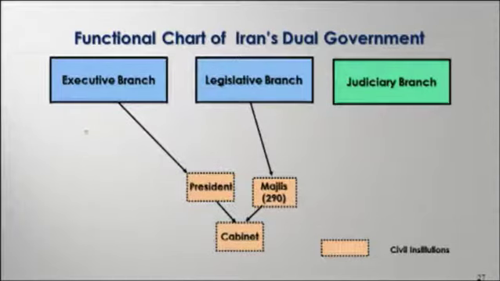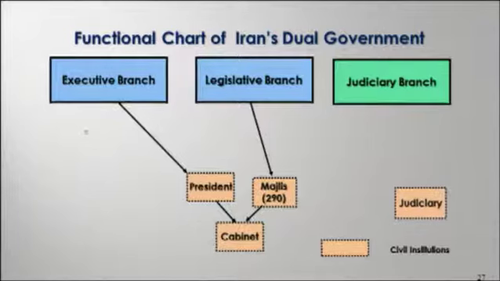So the cabinet, which is part of the executive branch, has to be approved. It's nominated by the president, but has to be approved by the Majlis or the parliament.